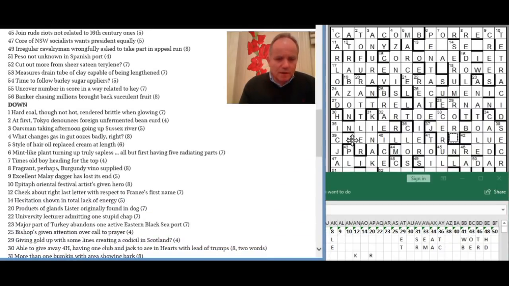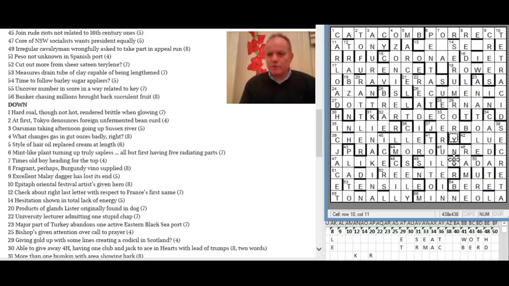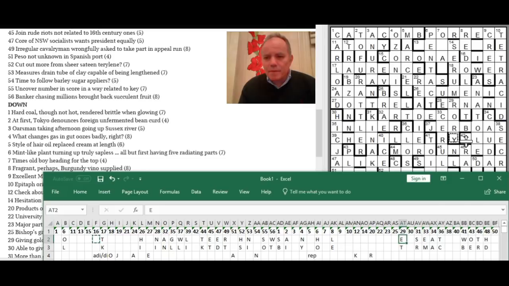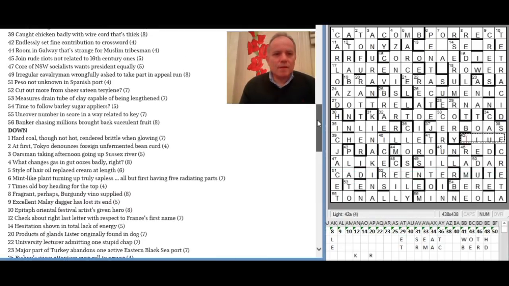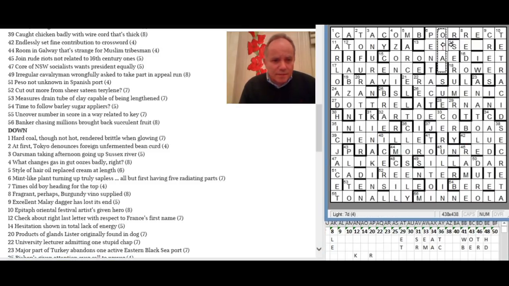Giving gold up with some lines, RY, railway, Rory, creating a codicil in Scotland. I still think that could be creating a coil, because I don't quite know what that means in Scotland. Did we try that at 29 down? Yeah. Still think that might be right. 42 was endlessly set. Fine. Could be flu. It's got to be clue, but the trouble is I don't know what's going on there. Irritating.